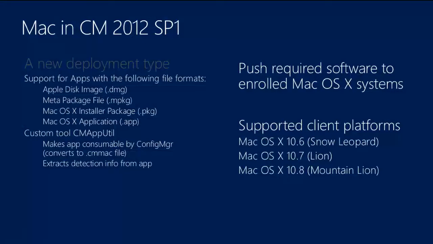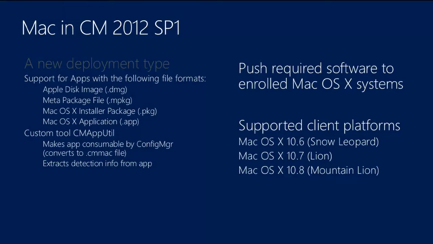So we've added support for a few other platforms in SP1 as well. We've added Mac support. The way it works in the app model is that even though there are lots of different kinds of installers used on the Mac platform, what we ship is a custom tool called CM App Util, which gives you the ability to package a Mac app, whether it's an Apple disk image or meta package file, into something that's consumable by our UI.